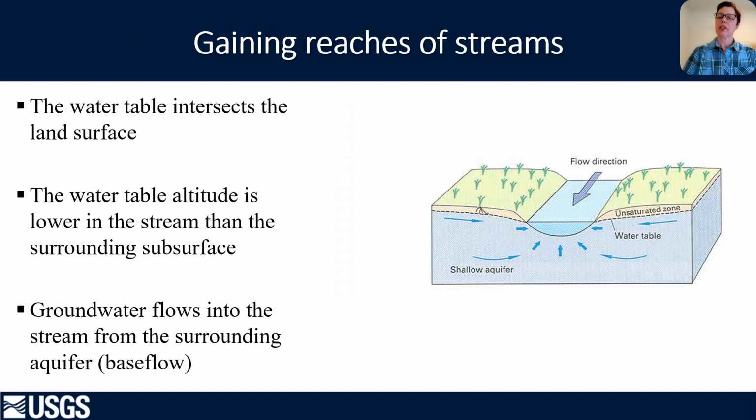Groundwater and surface water interact within streams, and this interaction results in gaining reaches and losing reaches along the stream. Gaining reaches occur where the water table intersects the land surface, and the water table is lower in altitude in the stream than it is in the surrounding subsurface or aquifer. In this case, groundwater flows into the stream from the surrounding aquifer.